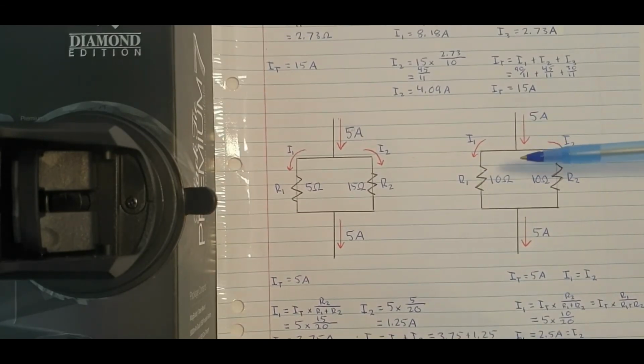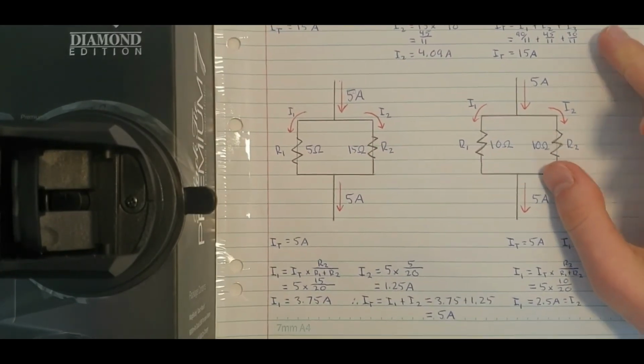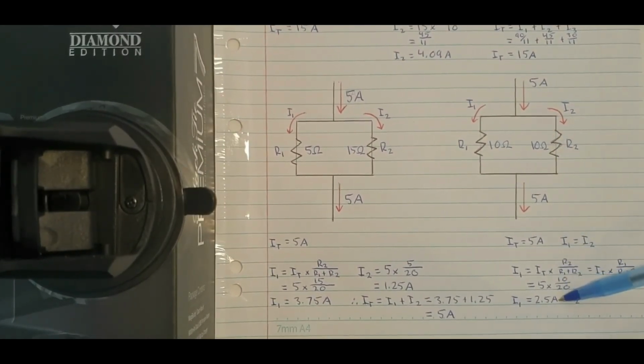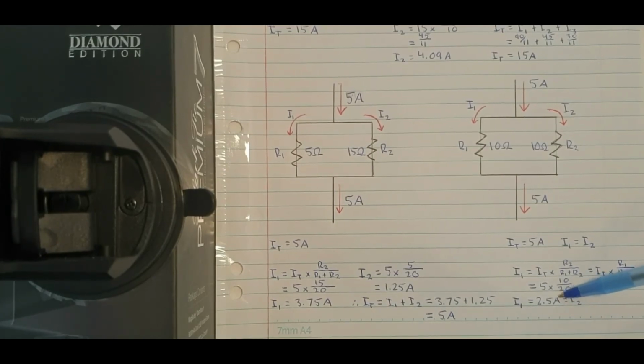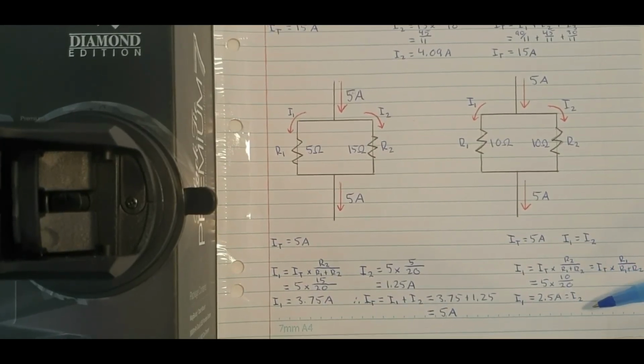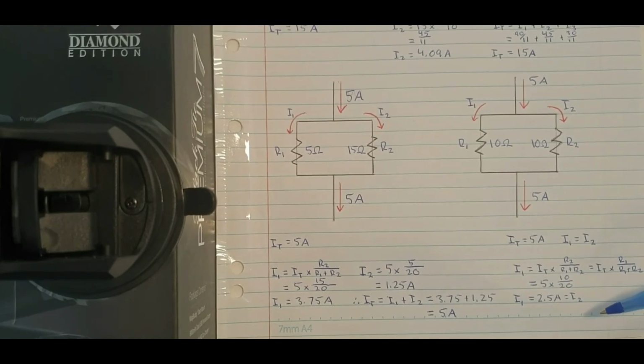When the resistances in a 2-branch system are equal, the current will split evenly. So in this case, we've just got 5 divided by 2, which is equal to 2.5 amps in each branch. And as I said, 2.5 times 2 is equal to 5, which follows Kirchhoff's current law. So hopefully this gives a greater understanding of the current divider.